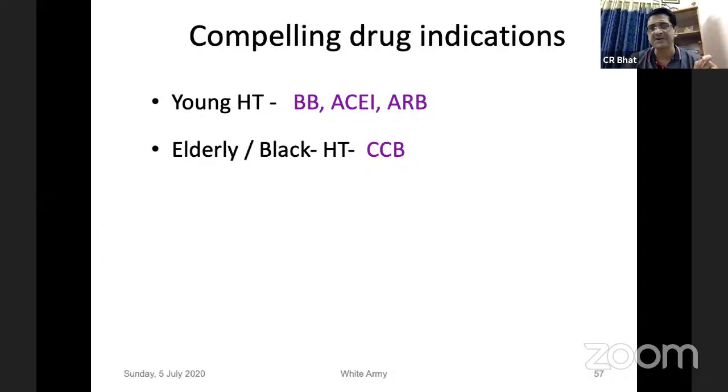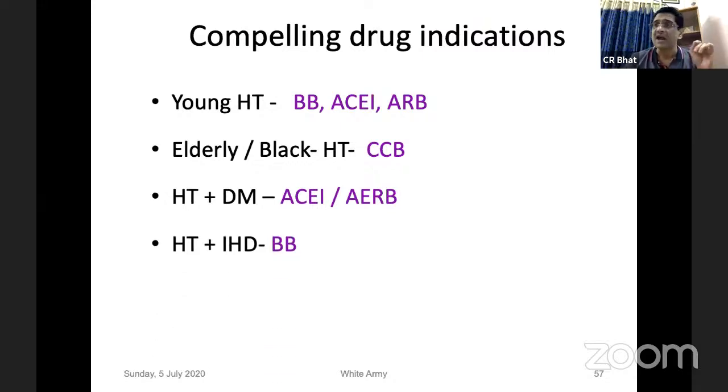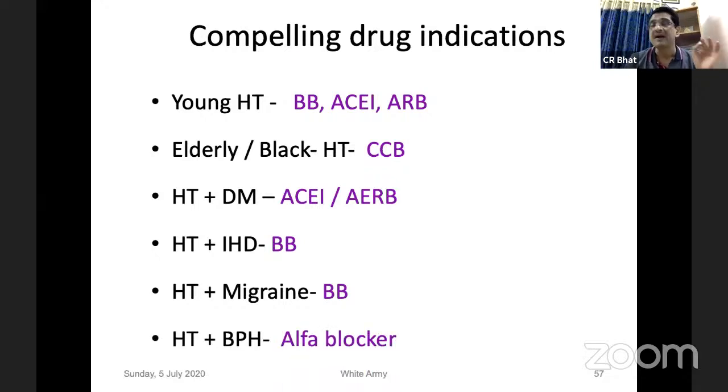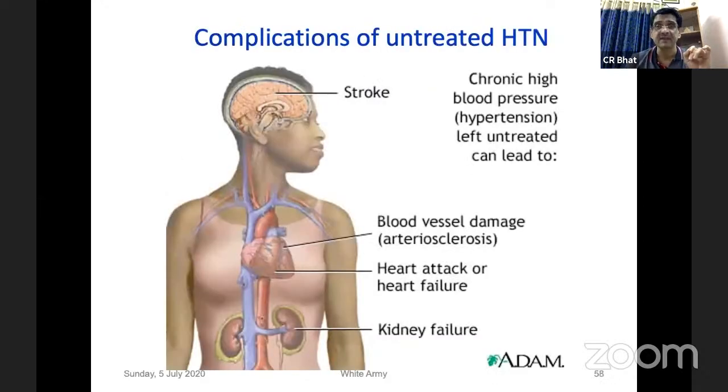Elderly black hypertension, we commonly use calcium channel blockers. They work best. Hypertension with diabetes, compelling indications are ACE inhibitor and ARB worldwide. And hypertension with ischemic heart disease, beta blocker is the compelling indicator. Hypertension with migraine, again beta blocker. Hypertension with BPH, alpha blocker like prazosin is the compelling indication.